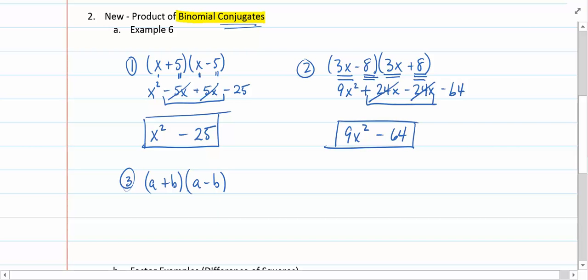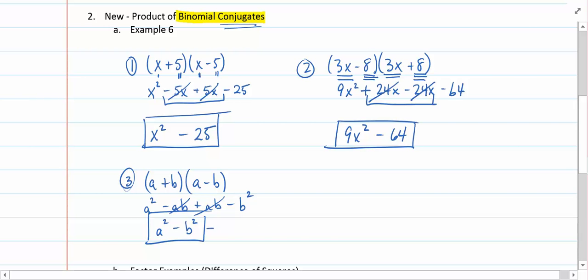We recognize that the first product is going to be an a squared. The outside product is a negative ab in this case. The inside product is a positive ab, and the last product is a negative b squared, or minus b squared. Every time that we produce a product of binomial conjugates, these center two terms will cancel. They will always disappear if we multiplied binomials that were conjugates of one another. And so what that leaves us with is an a squared minus b squared as our final form.